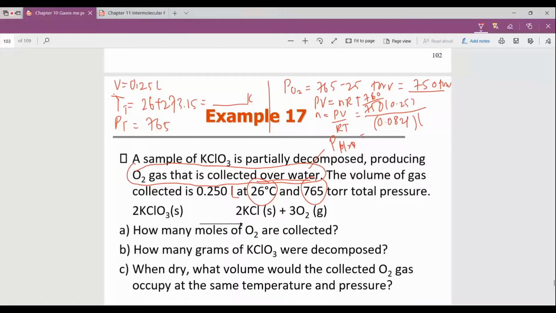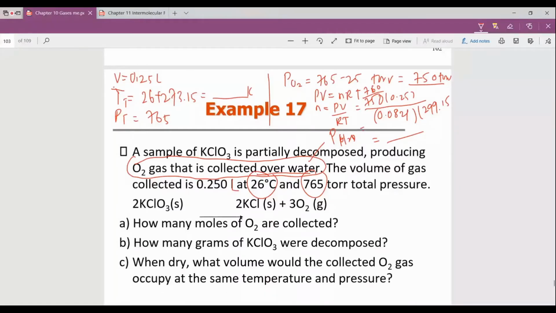this one around 299, isn't it? 299.15. Then we get the answer. What's the answer? What is the number of moles for O2? You get the number of moles here.